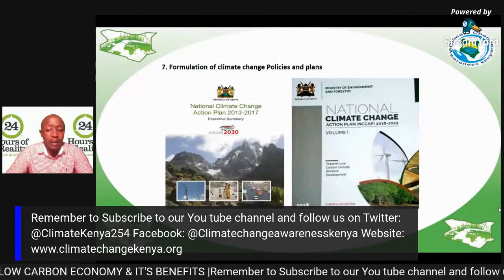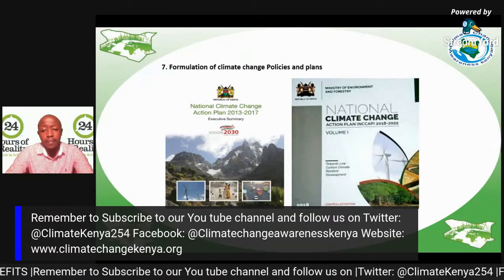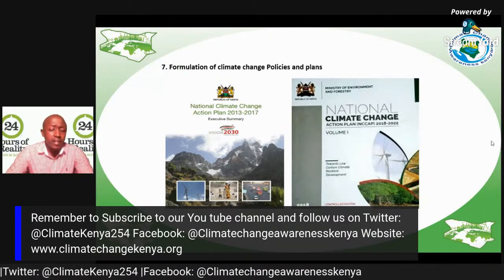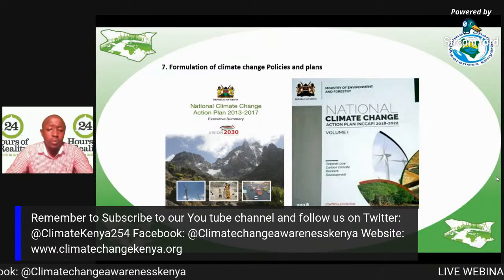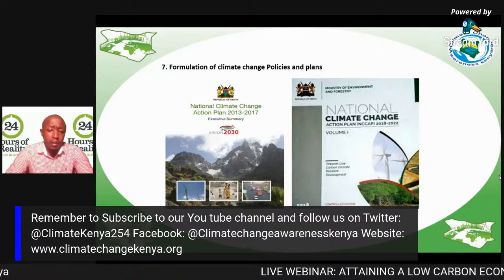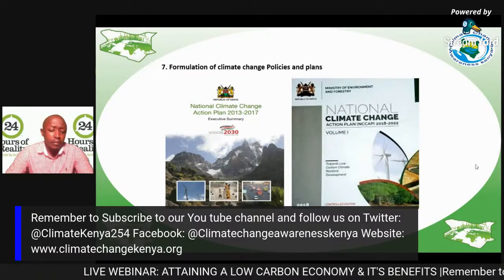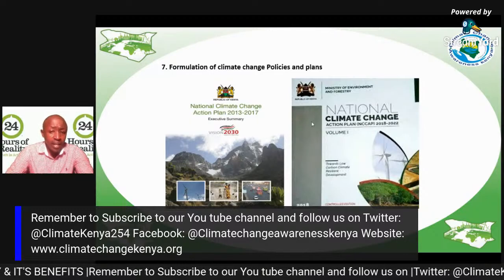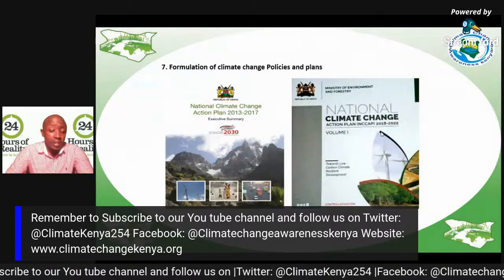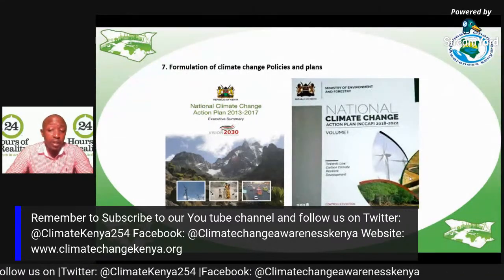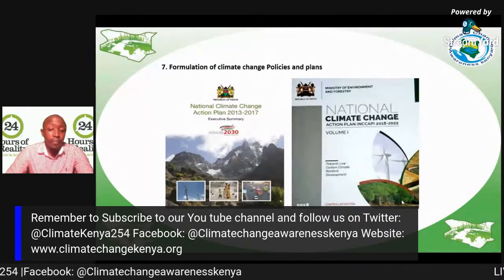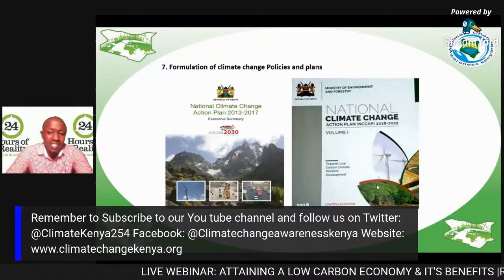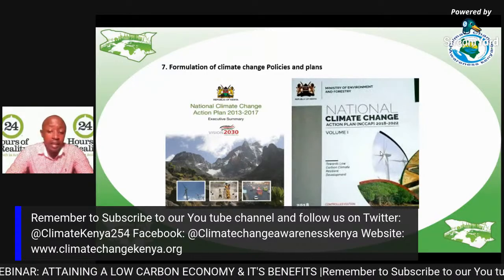Also, Kenya is leading in terms of formulation of climate change policies and plans. Within the nationally determined contributions, Kenya has set up policies and plans to make sure that Kenya is on the right path to a low carbon economy. In front of you in the slide, you have the National Climate Change Action Plan 2013-2017. It was recently revised. Now we have the National Climate Change Action Plan 2018-2022. From the picture, you can see we are embracing the low carbon economy, and our goal is towards low carbon climate resilient development. That is the goal of this plan that Kenya has formulated.